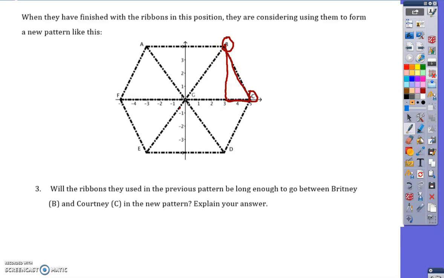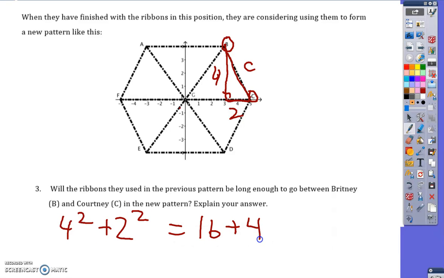A little right triangle. I guess it comes back to what we talked about yesterday, which was the Pythagorean theorem. So I could use that. This is 2, and this is 4. So I'm going to call the distance between Brittany and Courtney C, just because it's the hypotenuse, and that makes things easy. So I'm going to end up with 4 squared plus 2 squared, which is 16 plus 4, which is 20. And I'm going to have to take the square root of that.